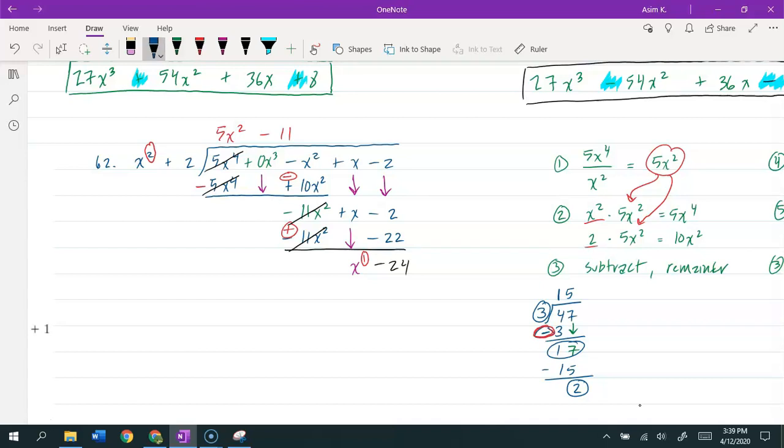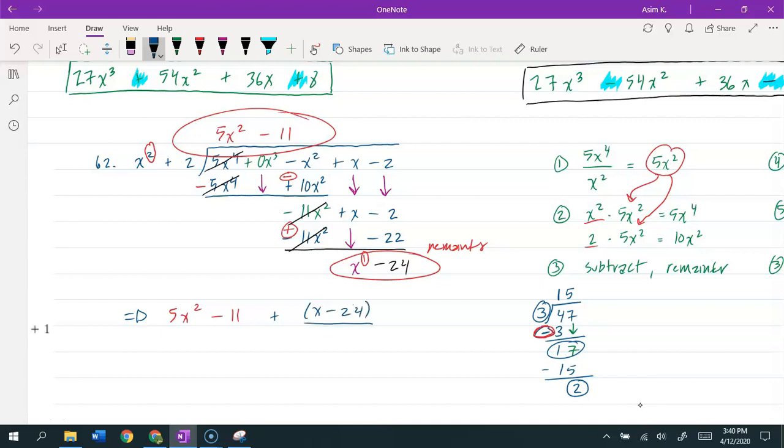And so you are at the end of the question, and here's how you write down the final answer. Your final answer looks even weirder. Basically, what you do is you take the 5x squared minus 11, and you begin by writing that. So 5x squared minus 11, like this. Then you take that remainder, and you write it as the following: you write down plus x minus 24, and finally you put it divided by x squared plus 2.